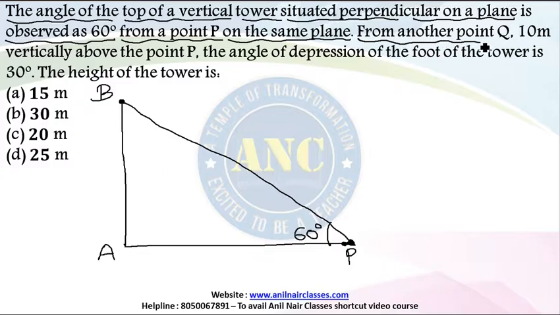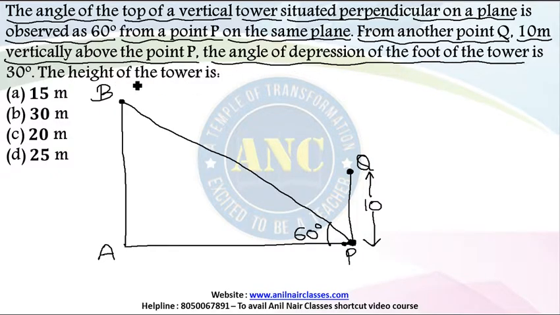From another point Q, 10 meters vertically above point P. That means this is my point P. 10 meters vertically above point P, I will find another point called Q. This is given in the question as 10 meters, right? The angle of depression of the foot of the tower is 30 degrees. From point Q, the foot of the tower is point A, angle of depression is 30.